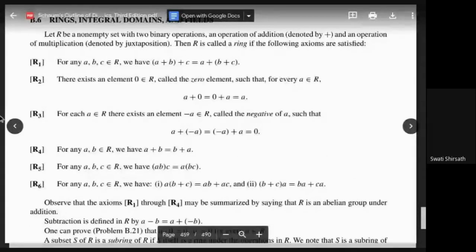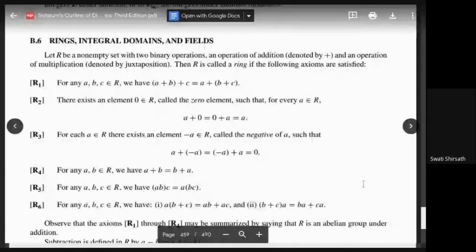Okay, start writing this definition. It is a very big definition. Is it visible? Rings, integral domain and fields. So write down rings.